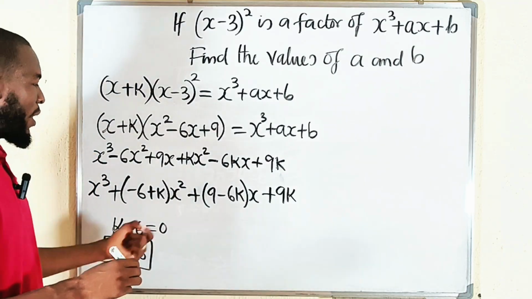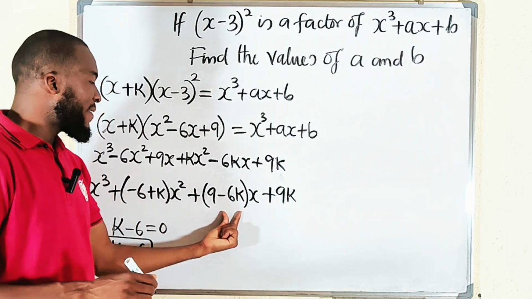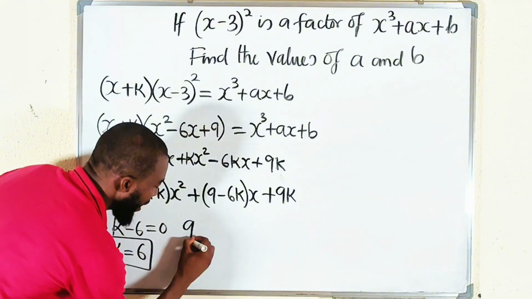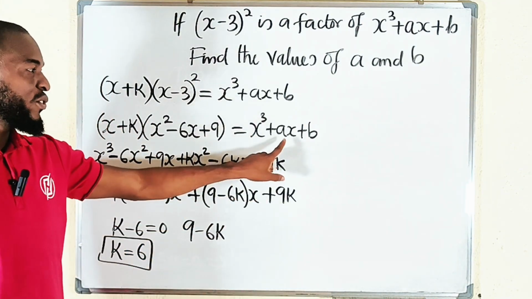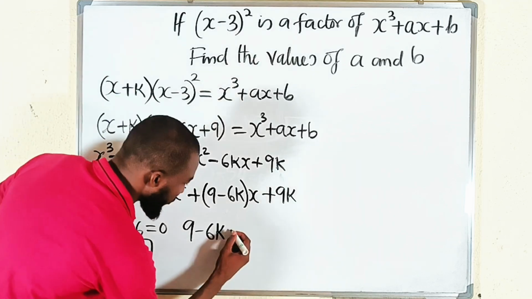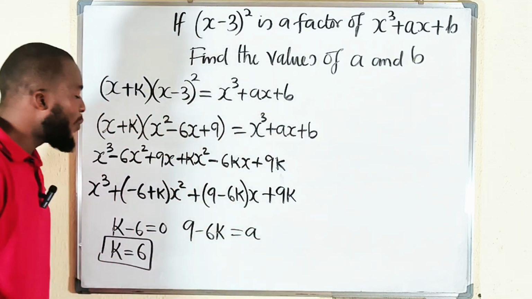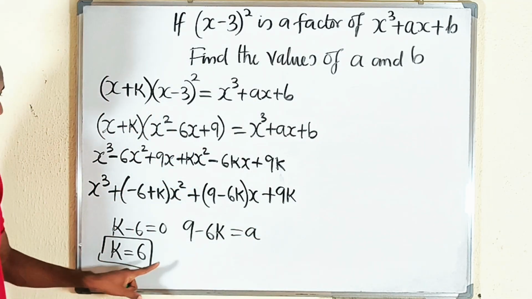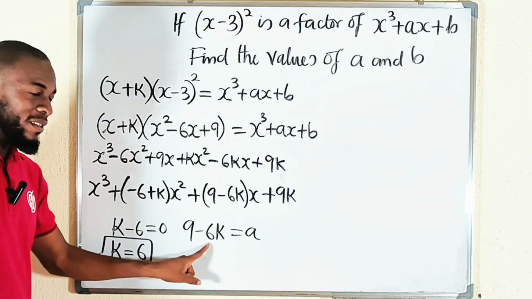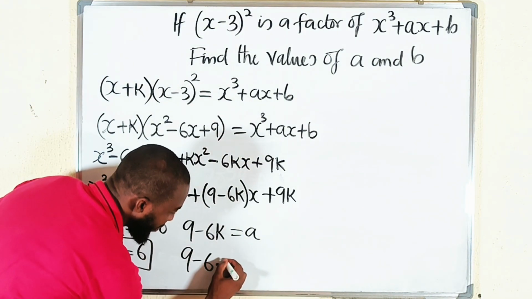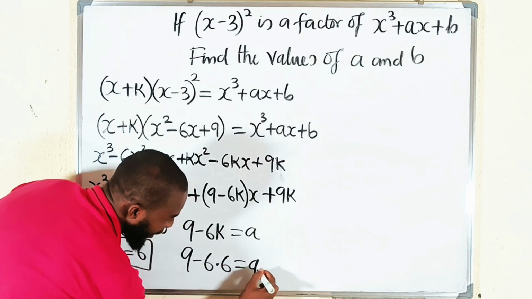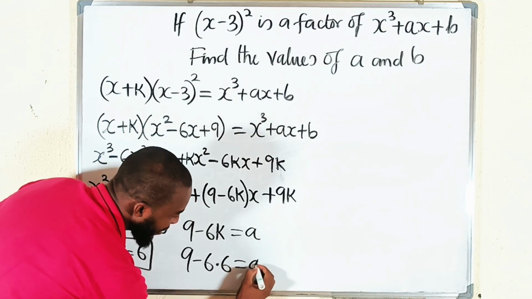Though k equal to 6 is not what we are looking for. Let's move on. The coefficient of x is 9 minus 6k. 9 minus 6k is the coefficient of x here. The coefficient of x here is a. This is equal to a. But we have seen that k is 6. So this is what? 9 minus 6 times 6. 9 minus 6 multiplied by 6 equal to a. Oh, sorry, this is 9. a.